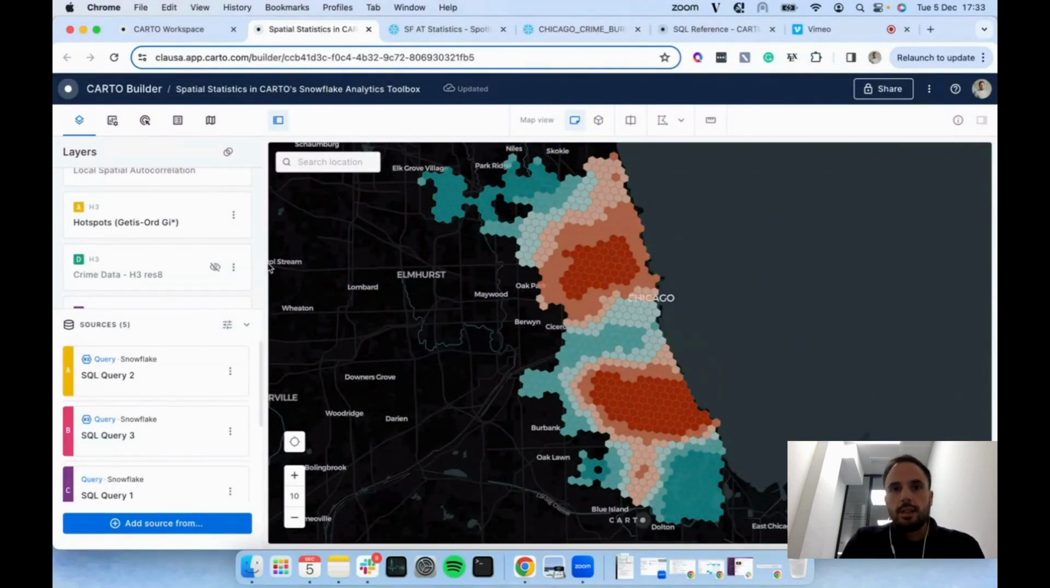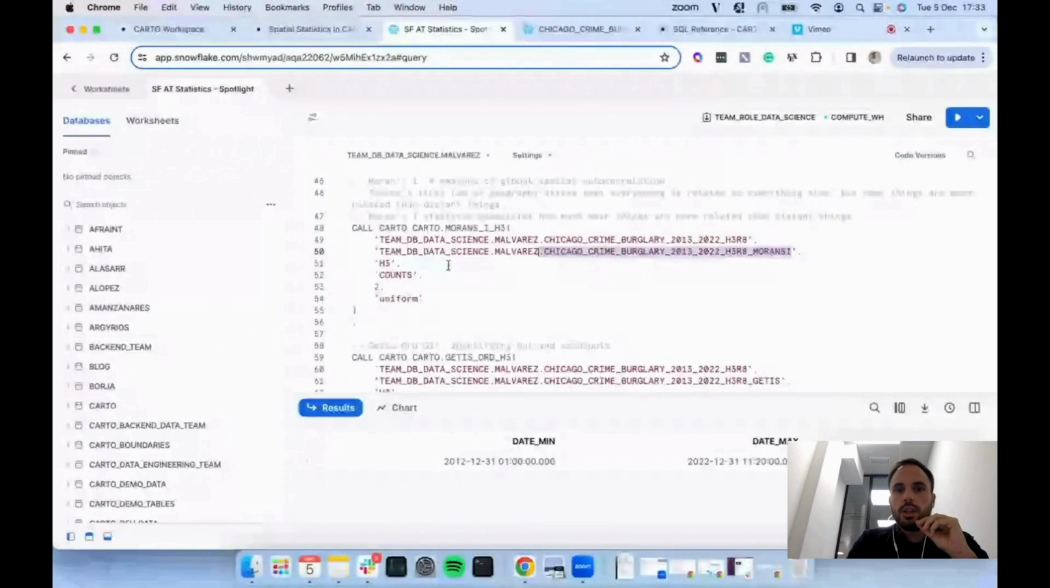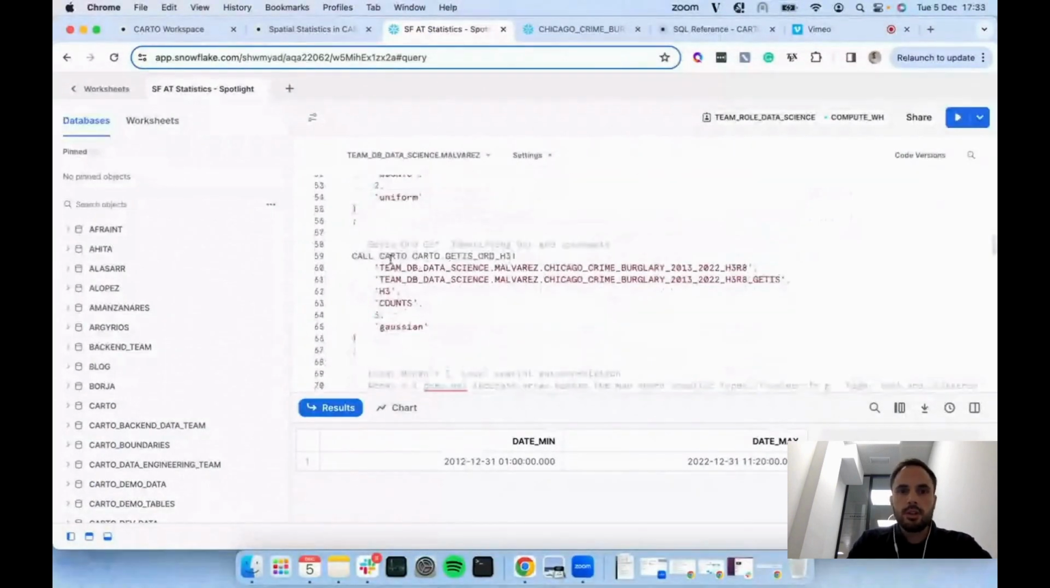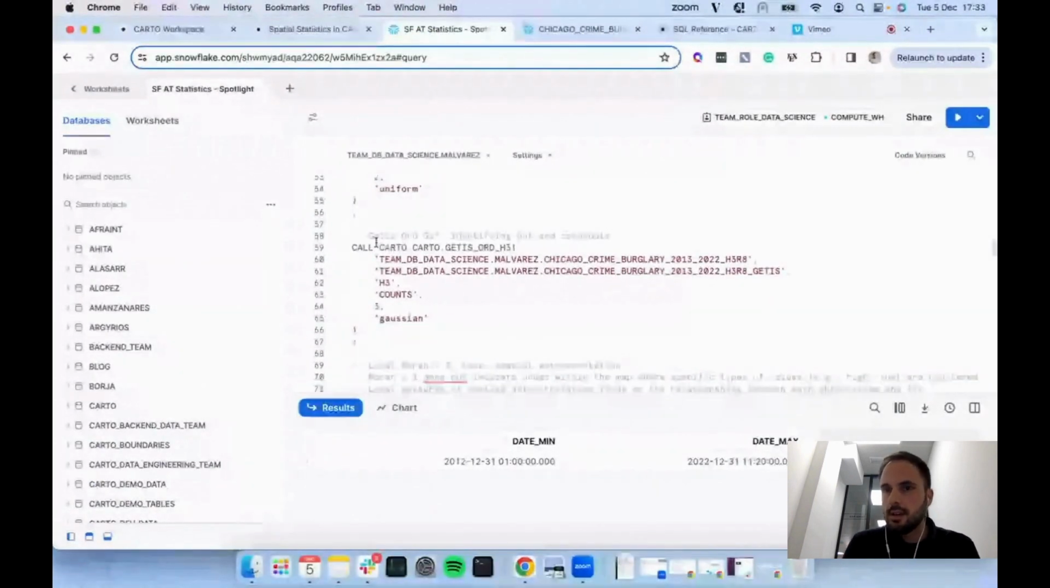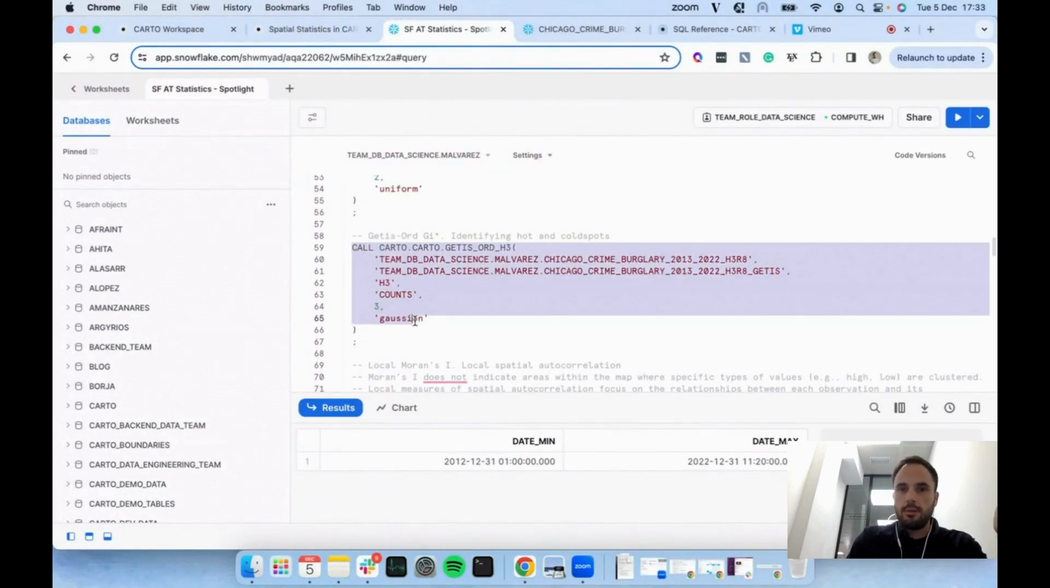One extra analysis that we can do: in order to compute this hotspot analysis, we use the Getis-Ord function, which is a statistics formula that basically transforms our data into a z-score. What we need to know is that it allows us to identify hot and cold spots, and the input is very similar to the one we had for Moran's.